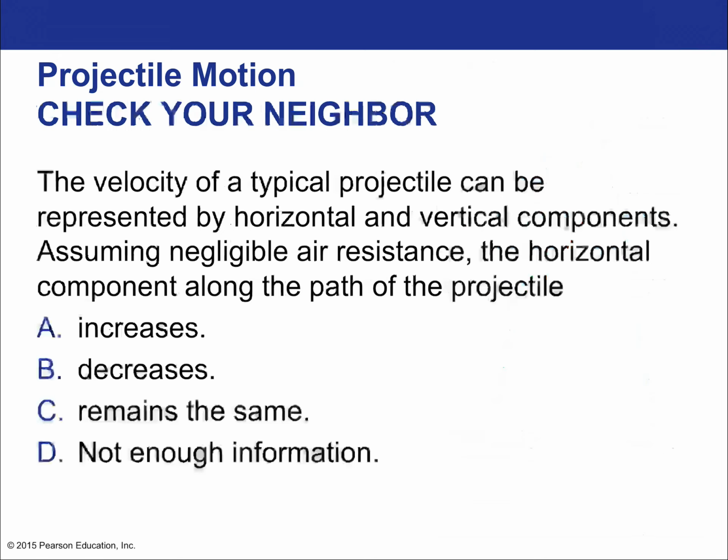Okay, so the velocity of a typical projectile can be represented by horizontal and vertical components. Assuming negligible air resistance, so an ideal projectile, the horizontal component along the path of the projectile does what? So it's a good thing to make sure that the ideas are sinking in, that they're making sense. Not meant to be a difficult question. Make sure you can answer it.